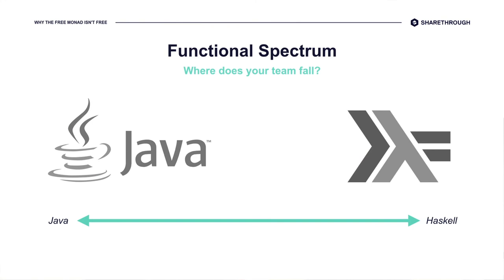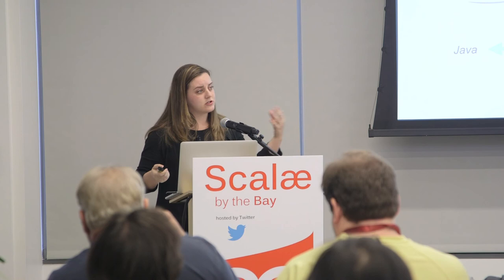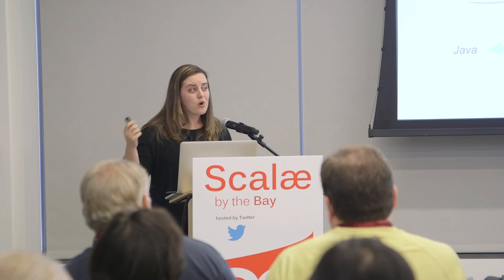Know the expertise of your team. A lot of my team came from Java, and so even though we like functional programming and want to make use of a functional programming style, we're somewhat centered on this spectrum. And that's because we're more likely to hire ex-Java engineers than we are ex-Haskell or ex-Idris engineers.